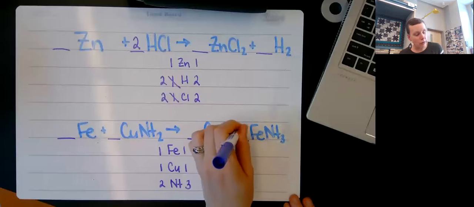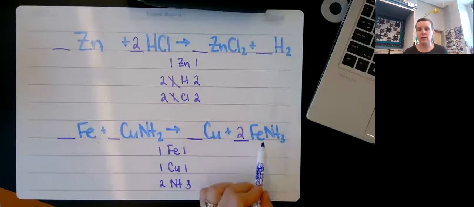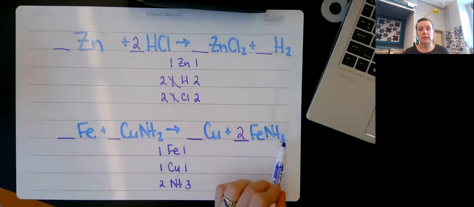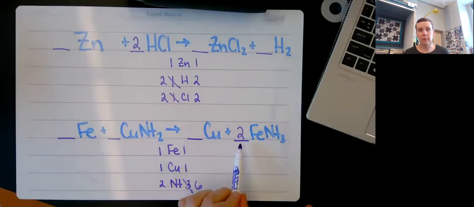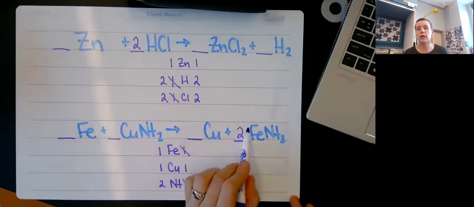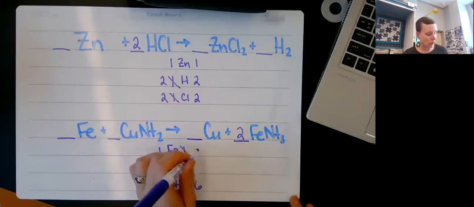So I'm going to put a 2 out here in front of my iron nitrate compound because again, my goal is to get 6 nitrates, and that will work. 2 times 3 is 6. But what else did this 2 multiply? This 2 also multiplied the iron. So I'm going to adjust my value here. Now, instead of 1 iron, I have 2 times 1. I have 2 irons.